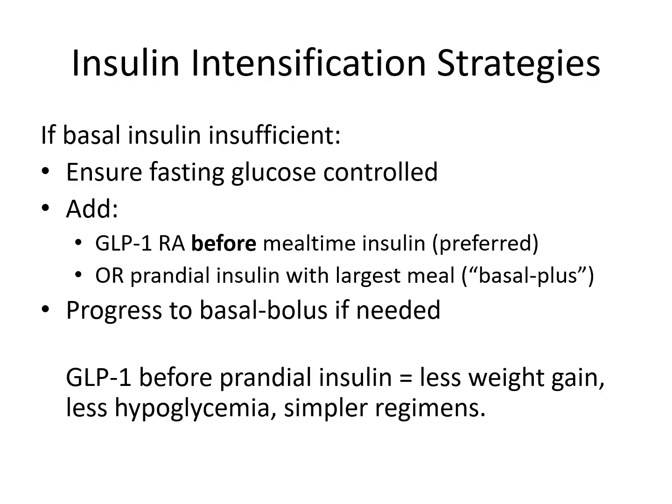So the key clinical pearl here that is important is adding a GLP-1 receptor agonist before prandial insulin often results in less weight gain, less hypoglycemia, and a simpler regimen, which improves our adherence and our safety. So fix your fasting first. If A1C is still high, the problem is usually post-meal glucose. Adding GLP-1 therapy is often the smartest next step.